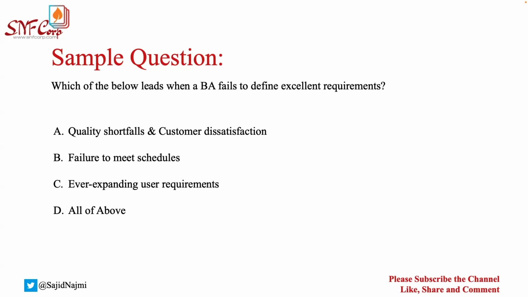Cool. Okay, let's see what the answer is. Yes, D is the correct answer, and it looks like you guys have really understood the concept very clearly. I'm glad. Thank you. So if you, as a BA, fail to define excellent requirements, this will certainly be a quality shortfall. You will not be able to give a quality product to the customers, and the customer will be dissatisfied for sure, 100%. And if the requirement is not clear, it will keep changing. You will have a lot of meetings, calls, and questions to and fro, and you will fail to meet the schedule and timeline. And this will lead to ever-expanding user requirements.